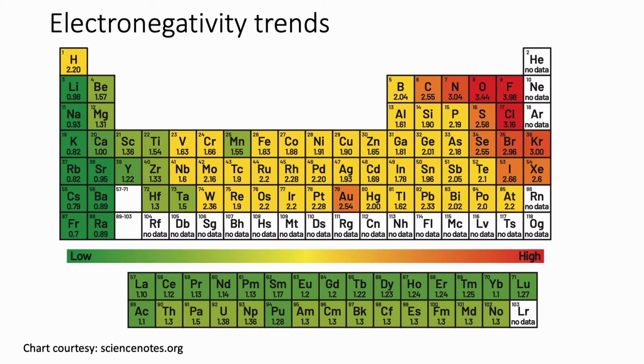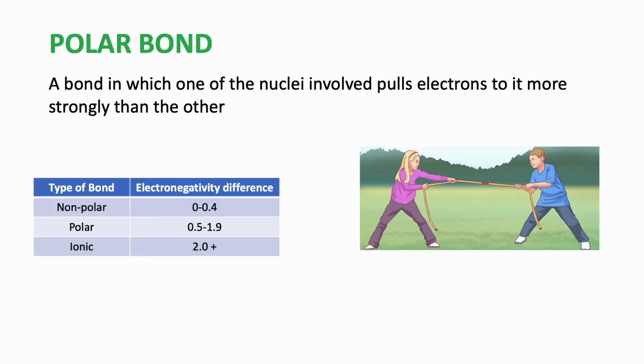And if you look at row 2, you can see lithium 0.98, beryllium 1.57, boron 2.04, carbon 2.55, nitrogen 3.04, oxygen 3.44, and fluorine 3.98. So those are, again, increasing as we go left to right. When you have electronegativity differences, you can have what we call a polar bond. This is a bond in which one of the nuclei is going to pull electrons to it more strongly than the other. We're going to leave it at that for now. As we get into valence bond theory, we're going to talk about what that looks like from a physical perspective.